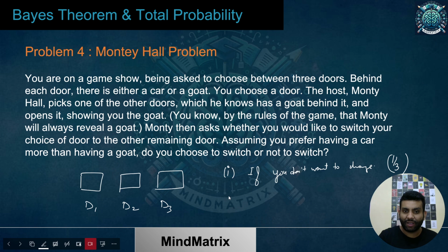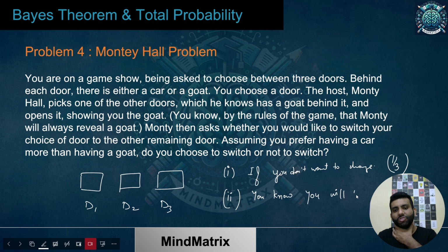But if I say that you will be switching the choice, you will switch. Then what is the probability of winning? The first thing was you won't change. So whatever you have picked up first, you will stick to that. So the chance of winning in that case is 1 by 3, because initially you'll be picking up one from the 3. So the chance is 1 by 3, which is 33%.